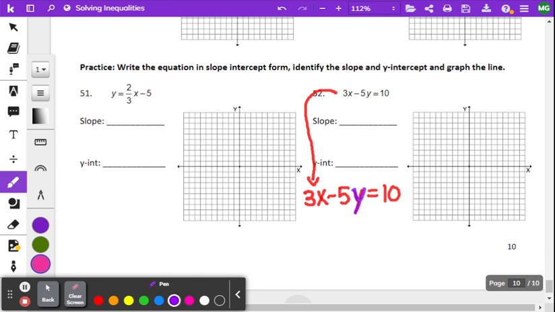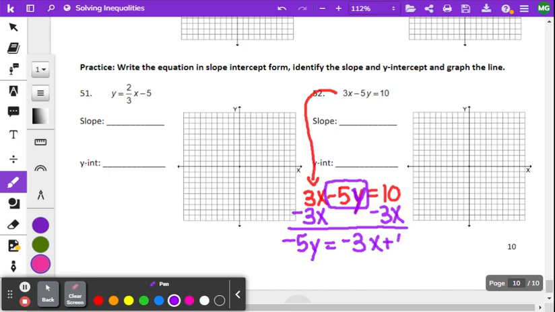So first thing we're going to do is move over the x term. Well, this 3x is positive, so to move it to the other side, we're going to subtract it. We are left with negative 5y equals, and we put that x term first and then the plus 10. Because remember, we're trying to get it into y equals something times x plus the y-intercept. So now again, what do we have to do to get y alone? We will divide everything by negative 5.